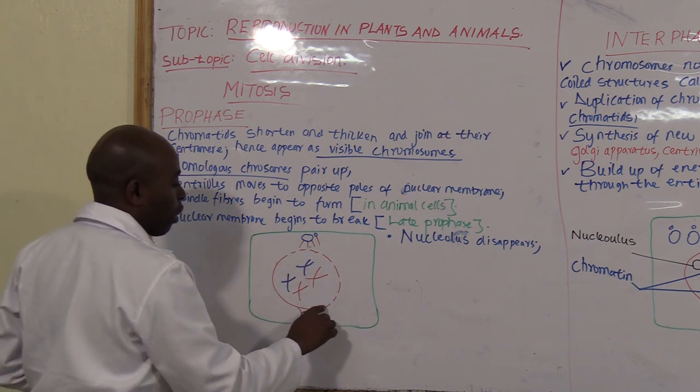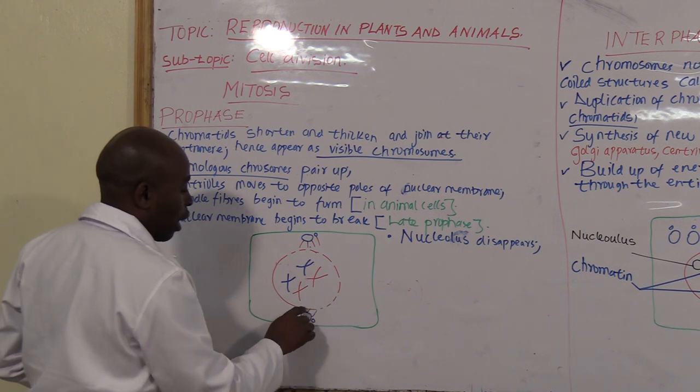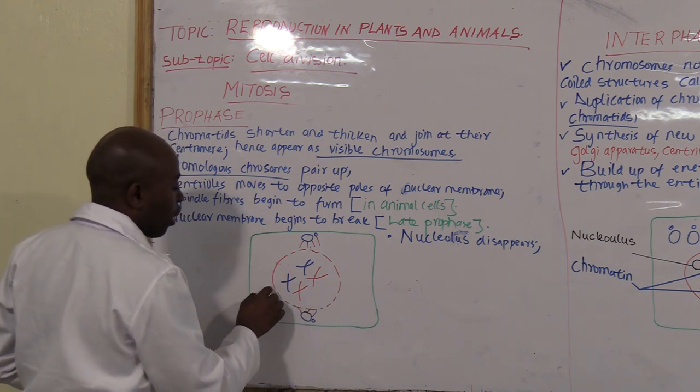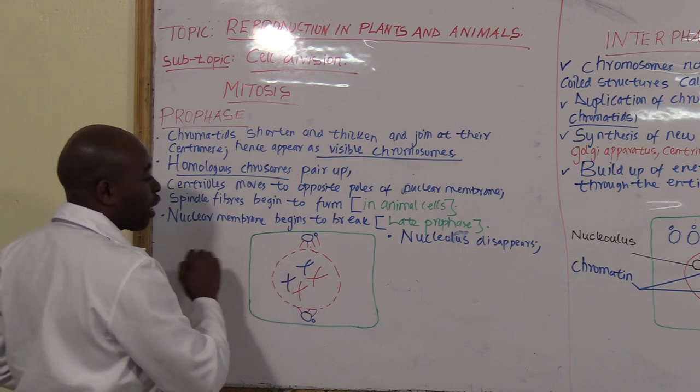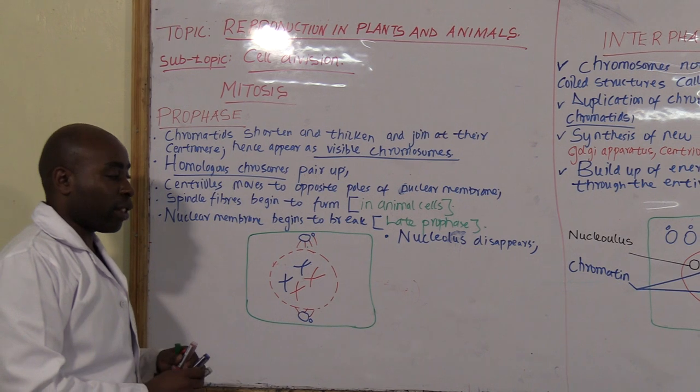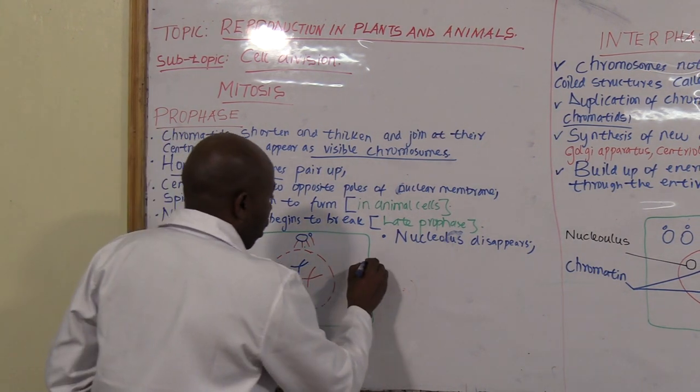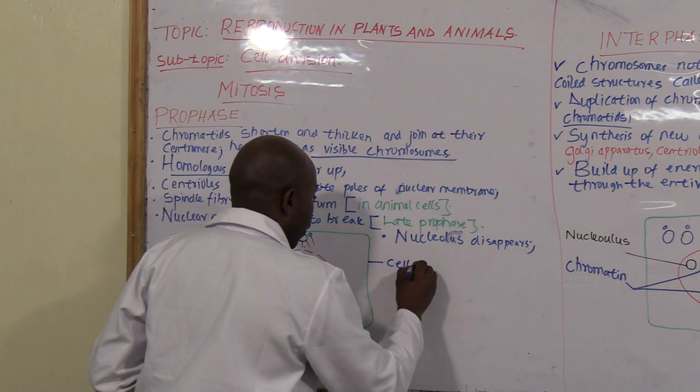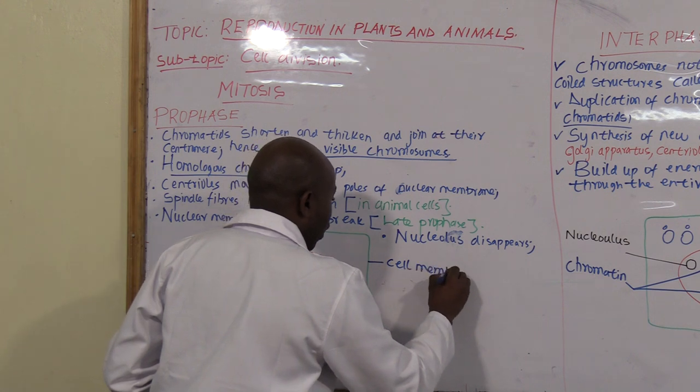So I shall just cut that to show how it begins to disappear. So the nuclear membrane will begin to disappear. So that is how the cell looks like during prophase stage.